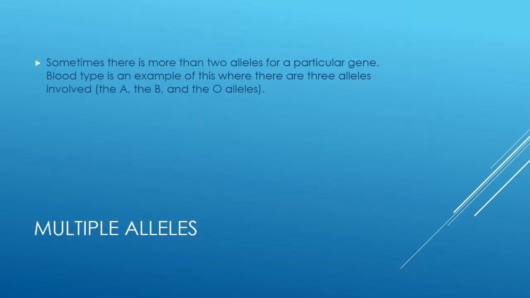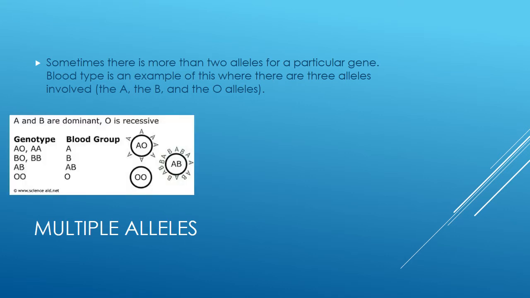Sometimes, here's another exception, there are more than 2 alleles for a particular gene. Blood type is an example of this, where there are 3 alleles involved, the A, the B, and the O alleles. And depending on what you have, that determines your blood type. All right, so here are the various genotypes you can have for blood type. You can be A and O together, which makes you A. You can be homozygous A, AA. You can be heterozygous BO, but that will make you B blood group.